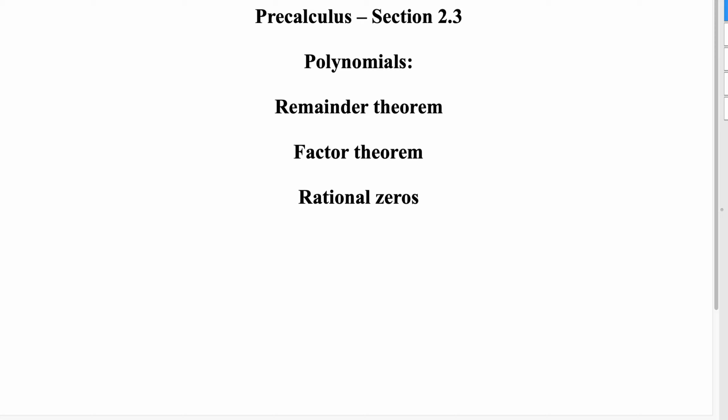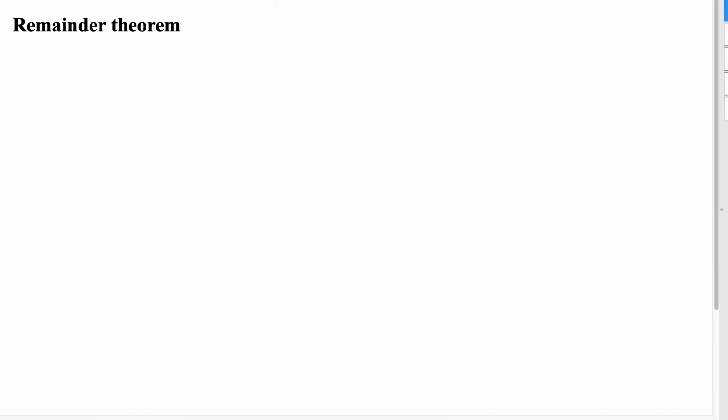Okay, so now we're going to talk about the remainder theorem, the factor theorem, and rational zeros. Okay, so the remainder theorem. What I'm going to do is take a nice simple quadratic, let's say x squared plus 3x plus 8, and divide it by a linear factor. So I'm going to divide it by x minus 2, okay?